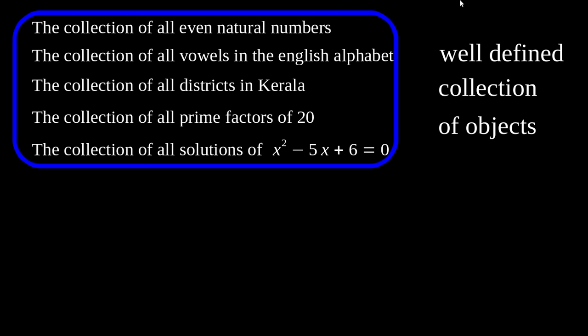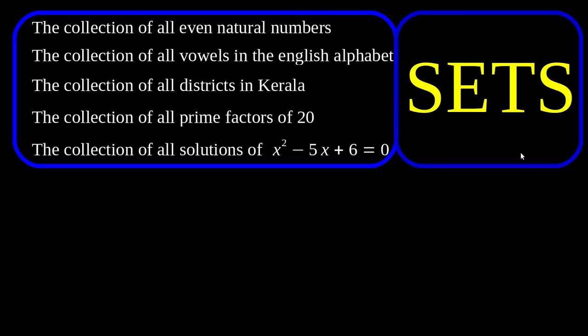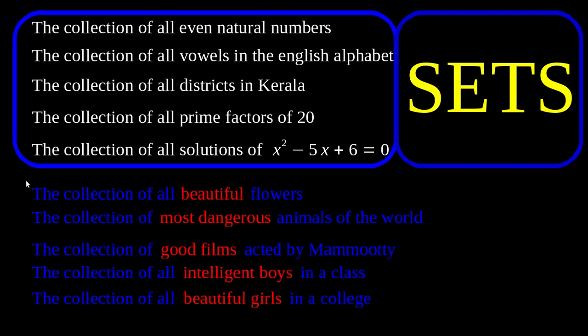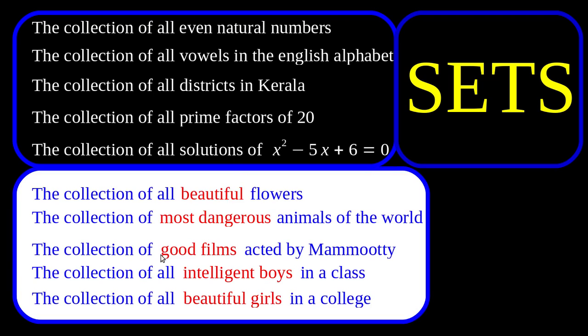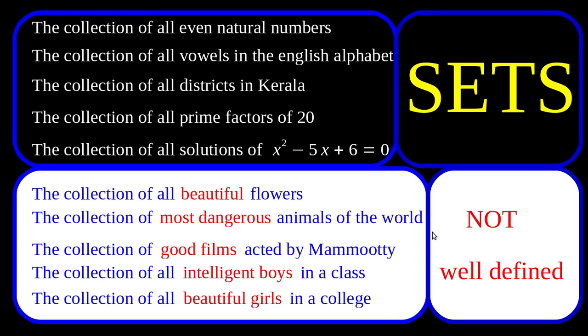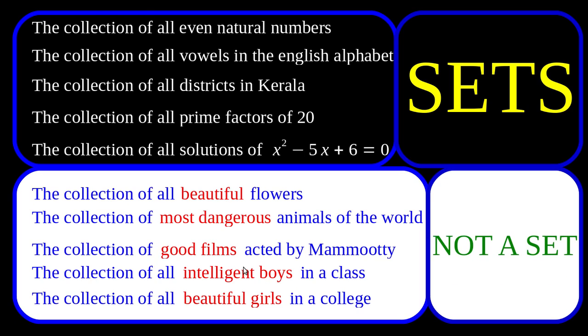This collection is known as a set. Okay, then what do we mean by a set? A set is a well defined collection of objects. Okay, now consider the second group, that is the collection of all beautiful flowers, etc. What is the common peculiarity of these collections? These are not well defined. These are not well defined collections. Hence, these are not sets.